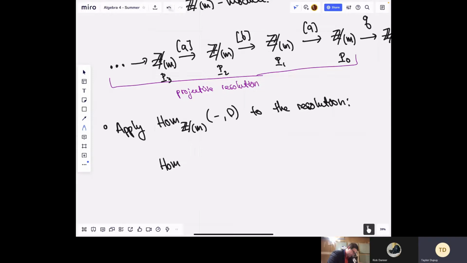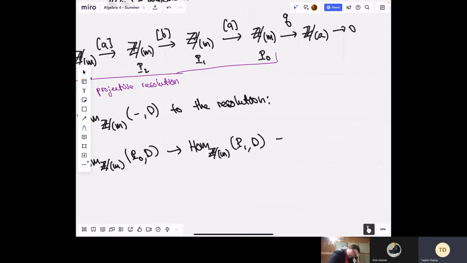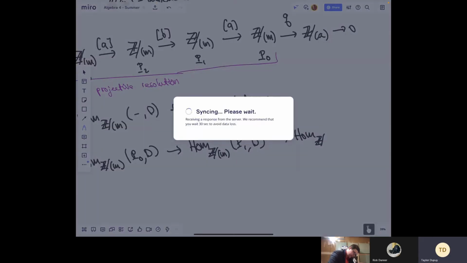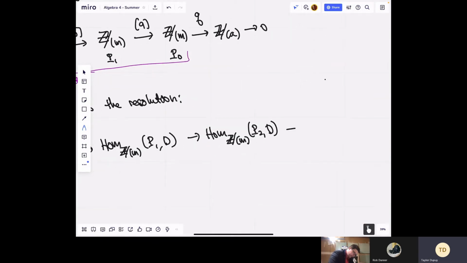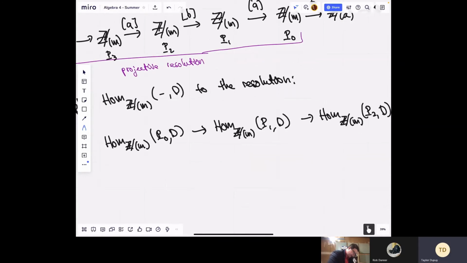Okay, so we'll write it down. So we have Hom(Z/m, P0), d, Hom(Z/m, P1), d, Hom(Z/m, P2), d, and then it keeps going. Okay, and so what is this thing really? So this is really Hom(Z/m, -), and P0 and P1, they were all the same thing, so Z/m. And so this is the same thing: Z/m, Z/m.